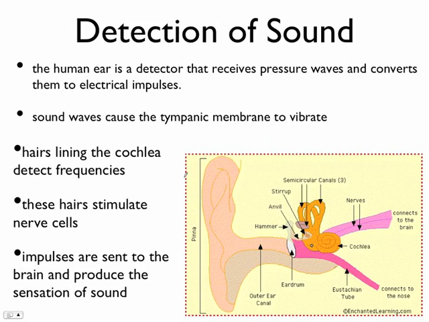In this video, we're going to talk about how the human brain hears. So our ear is a detector, and it receives pressure waves and converts them to electrical impulses. Basically, sound enters and vibrates around this pinna, this kind of squiggly part, and then it will travel down the auditory canal, and it's being amplified as it's traveling down this canal until it hits the eardrum.